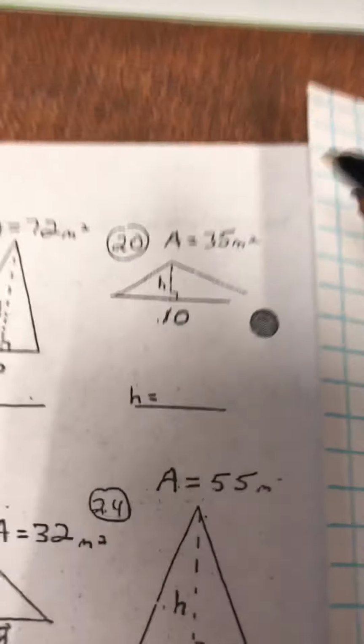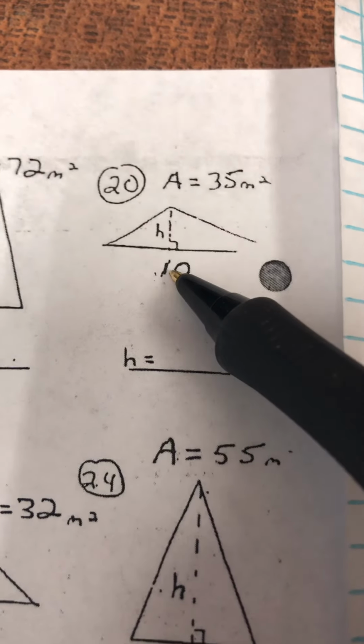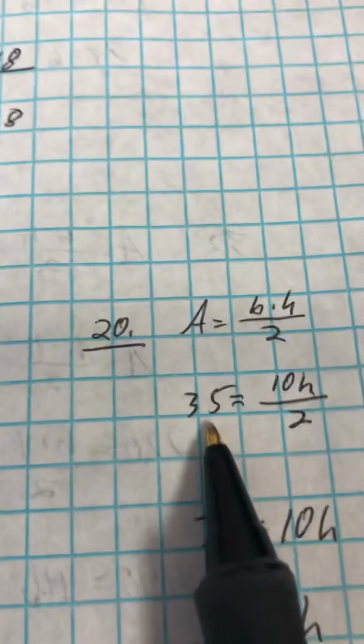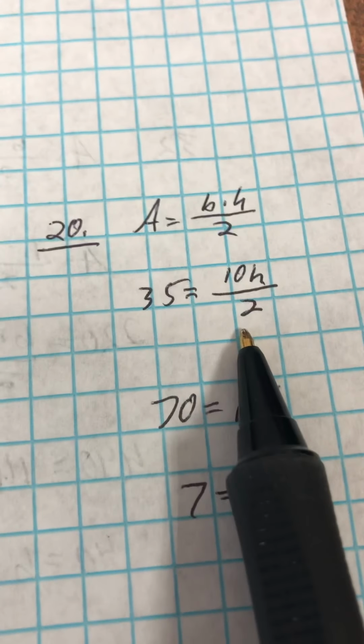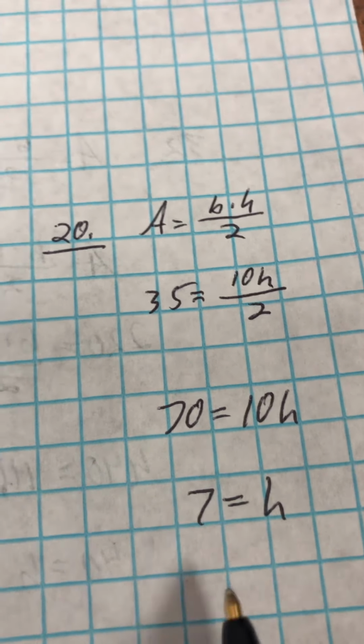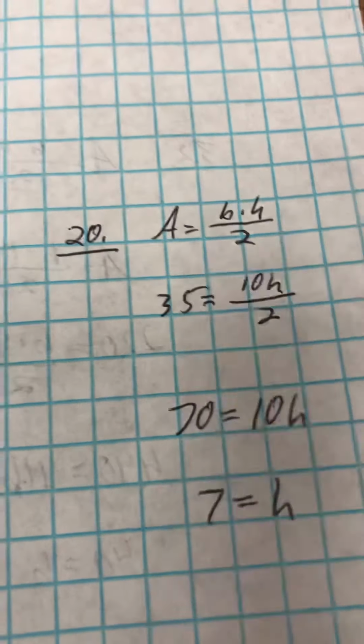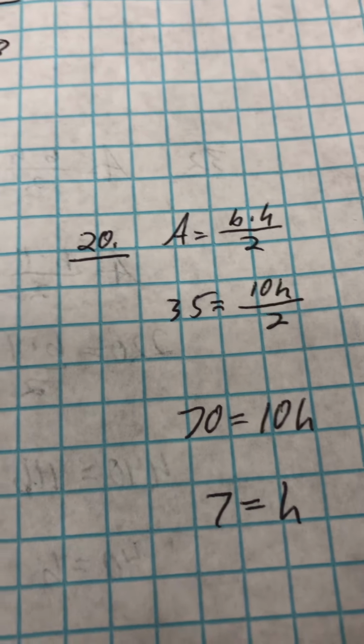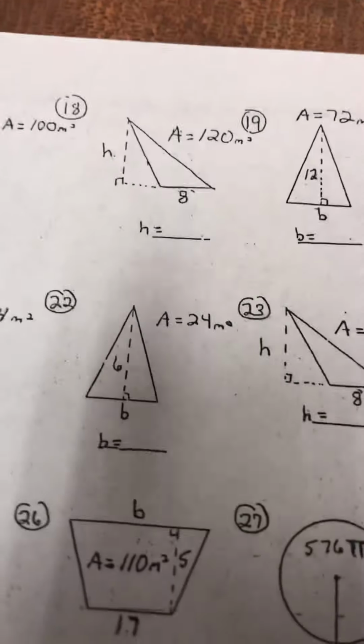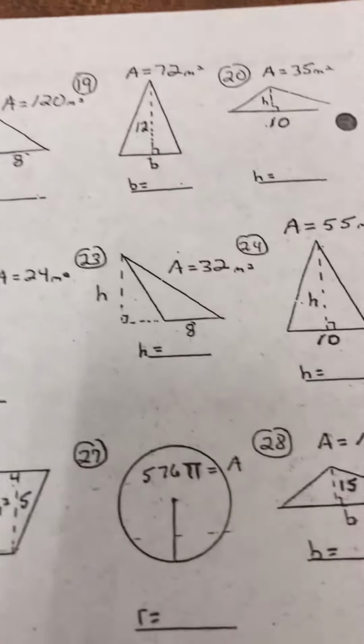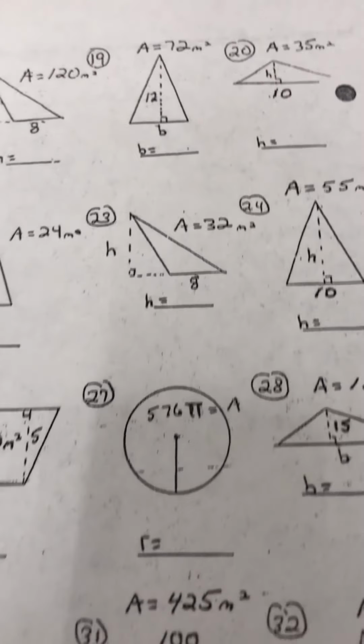Number 20, I want to know the height again. I know the base, and I know the answer. So I multiply both sides by 2. I divide both sides by 10 and get the height left over. 7 equals the height. 22 and 24 are the same as number 20, and 18 for that matter.